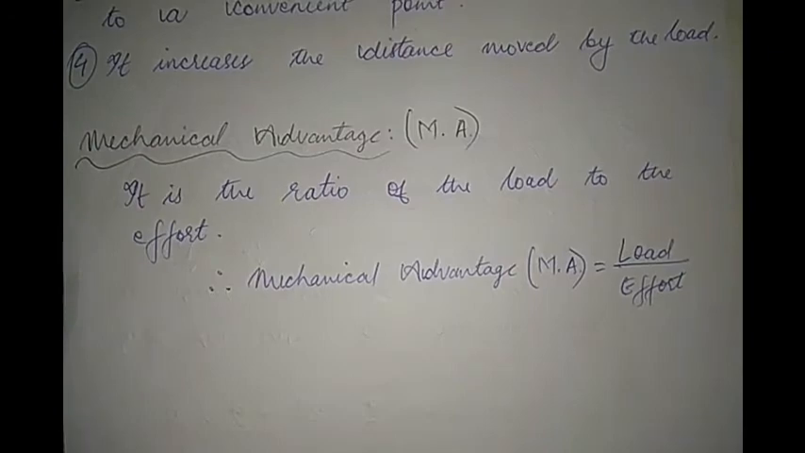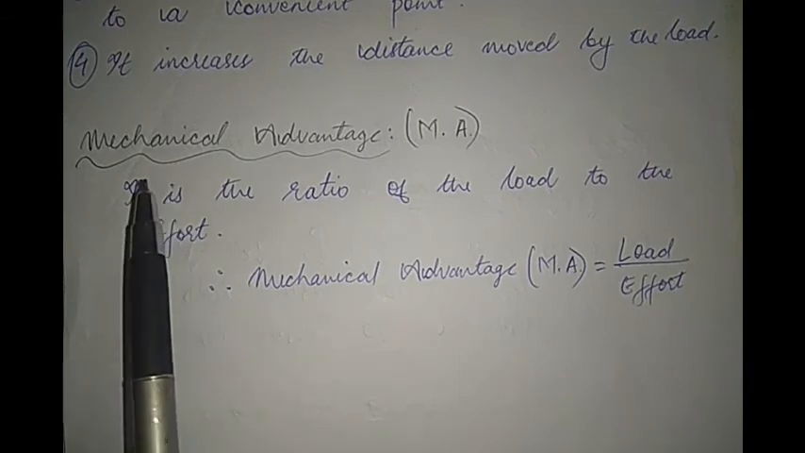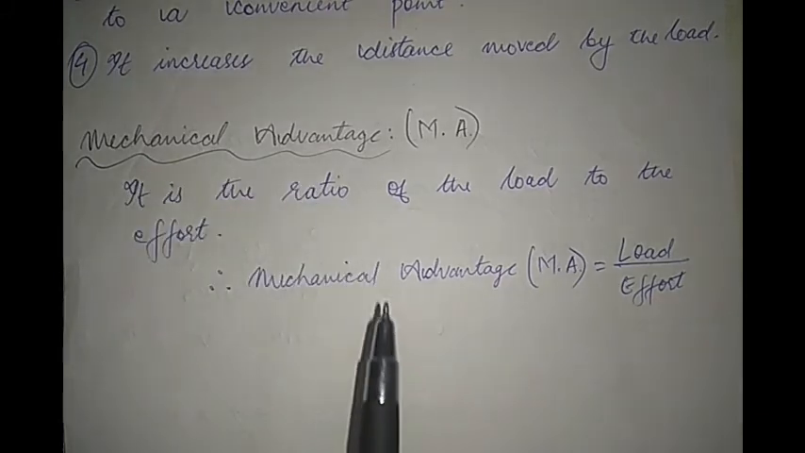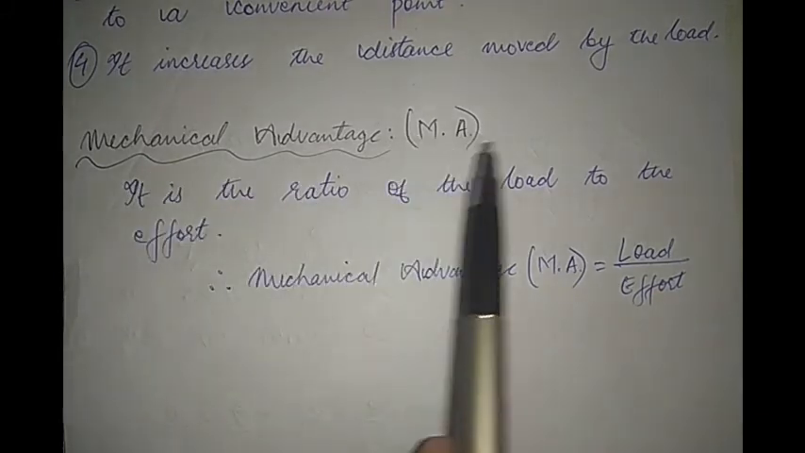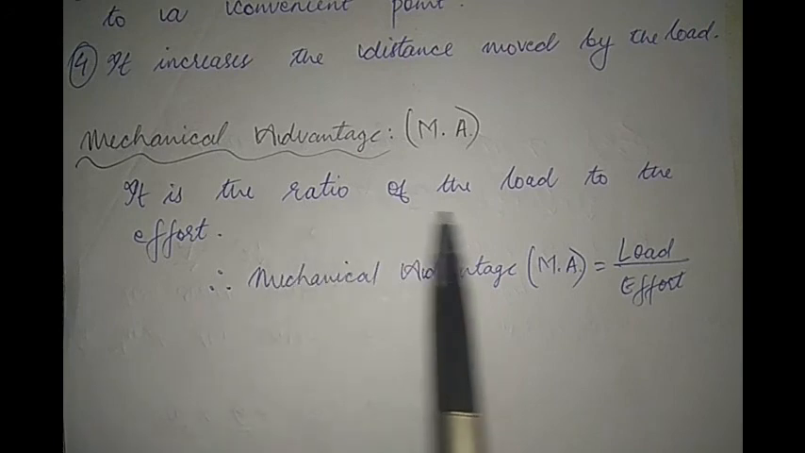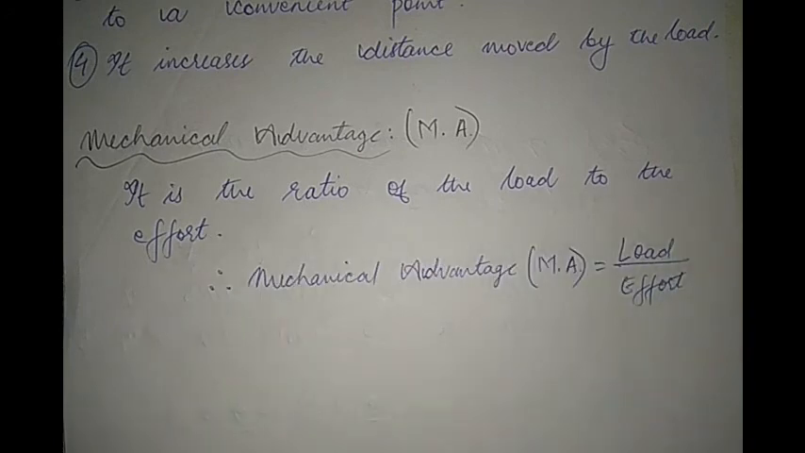Now finally, do remember, for any kind of a simple machine, whatever kind of a simple machine it be, we can calculate something called its mechanical advantage, denoted by M.A., which is the ratio of the load to the effort. So mechanical advantage, remember, is equal to load divided by effort.